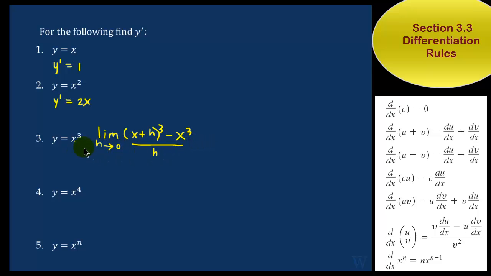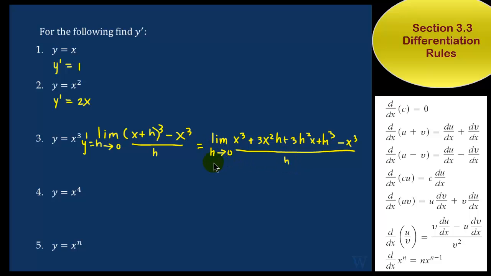So this is finding the derivative, so y prime is equal to this limit. If we expand this, we're taking the limit of x cubed plus 3x squared h plus 3h squared x plus h cubed minus x cubed, whole thing divided by h, and we let h approach 0. A few things get cancelled here, and we keep going.